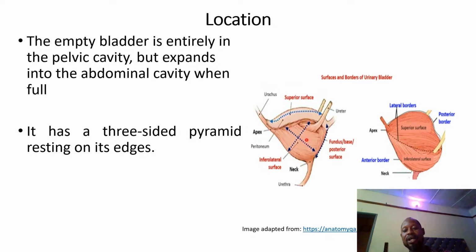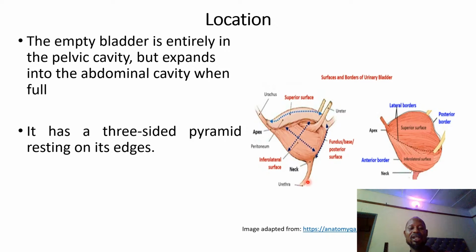And then at this point, we define this point to be what? The fundus, at the base of the bladder. On this you have the superior surface, right? You have the superior surface. And the last part is what? The neck of the bladder. From this neck of the bladder we open into what? The urethra.